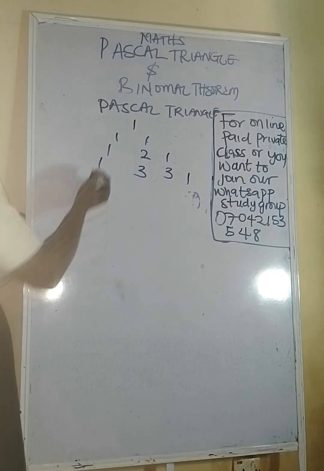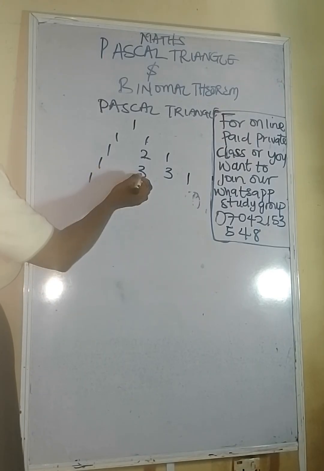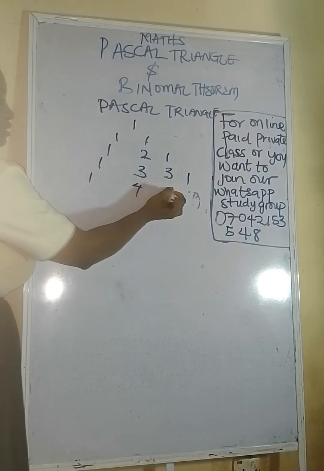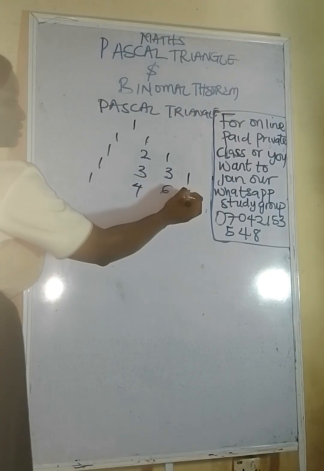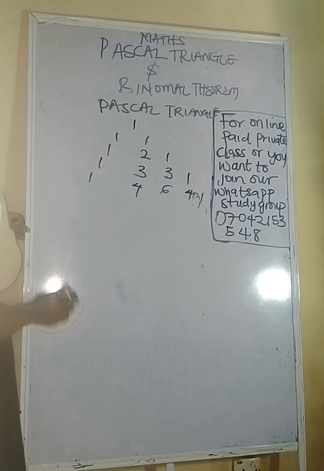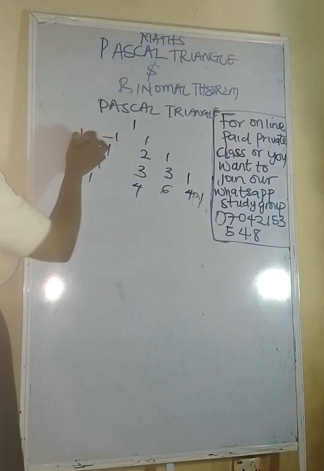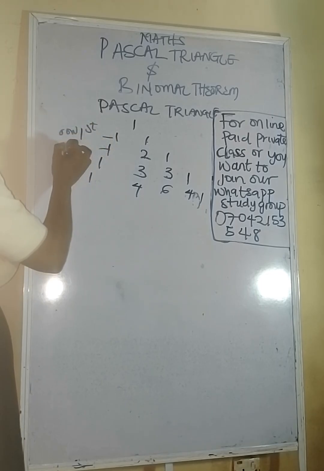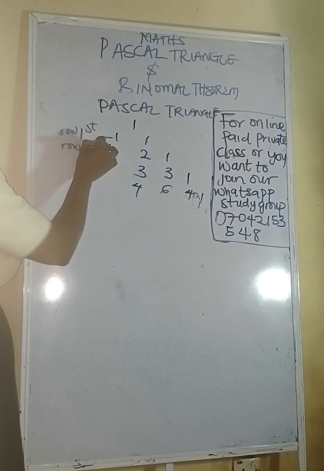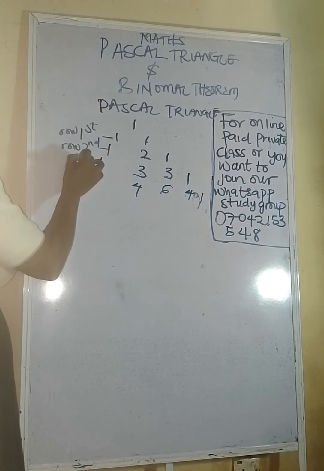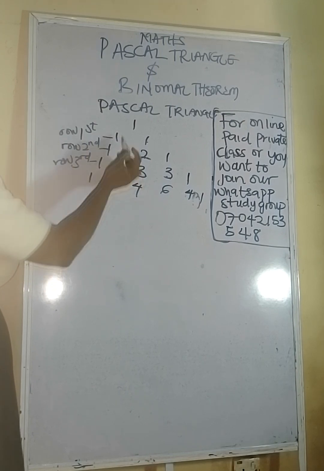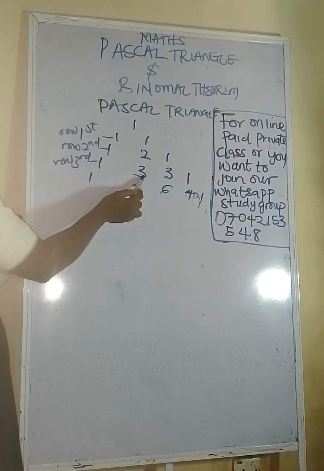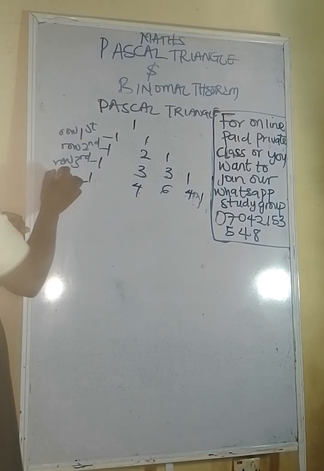Then 1 again. So we start with 1 again. 1 plus 3 is 4. 3 plus 3 is 6. 3 plus 1 is 4. Then we have 1. Okay? So this is the first row. This is the second row. And this is the third row. How will you know this? This is 1, 2, 3, 4. This is the fourth row.